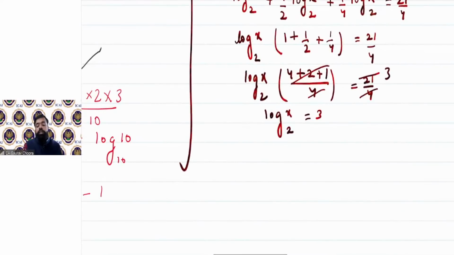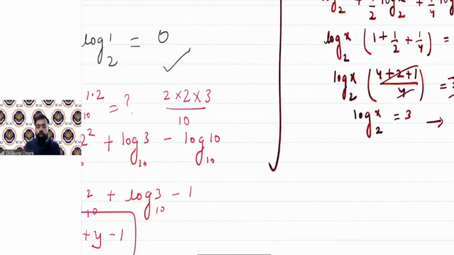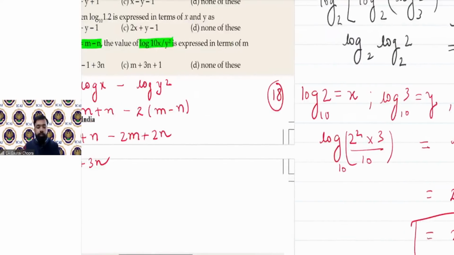Now convert this into exponential form. So x is equal to 2 cube. Therefore, the result will be equal to 8. The result is equal to 8. This is the value of x. So in this way, you can easily solve your answer. Okay. So this was question number 16.